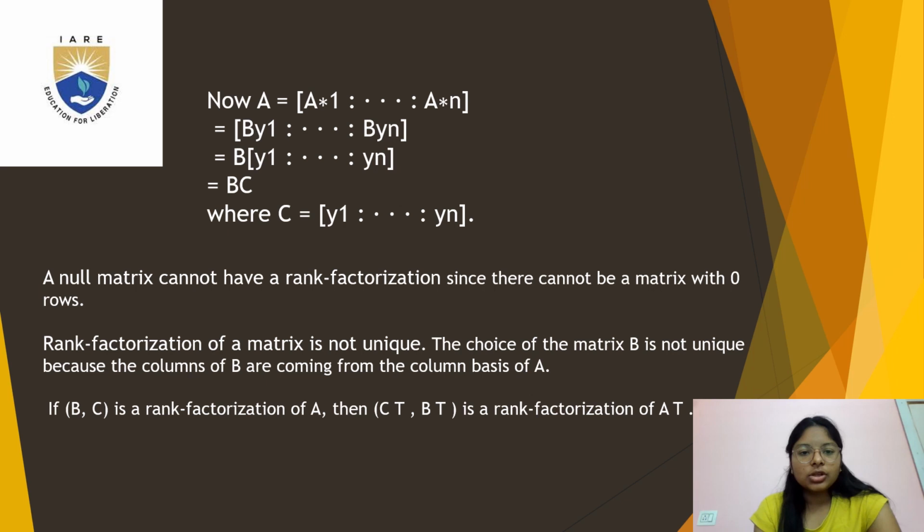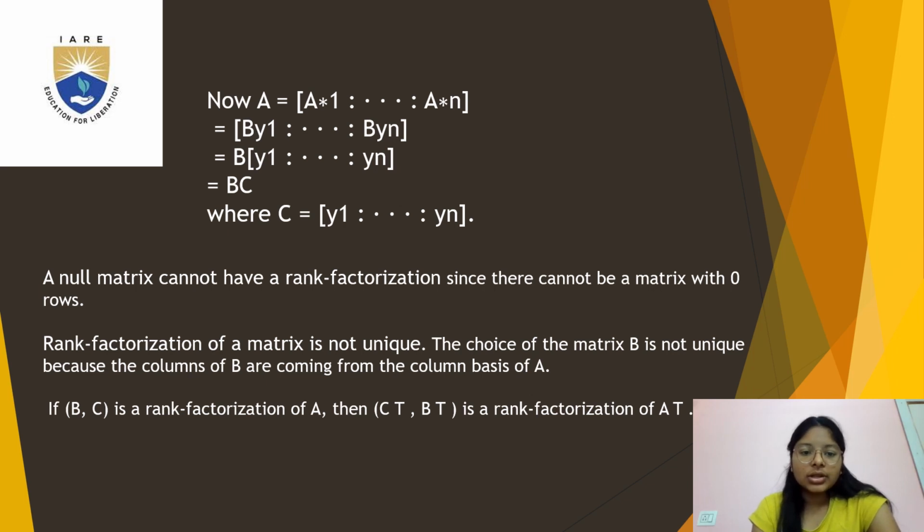Now A = [A_1 ... A_n] = [By1 ... Byn], where in this we are taking B as common. So A = B[y1 ... yn] = BC, where C = [y1 ... yn].